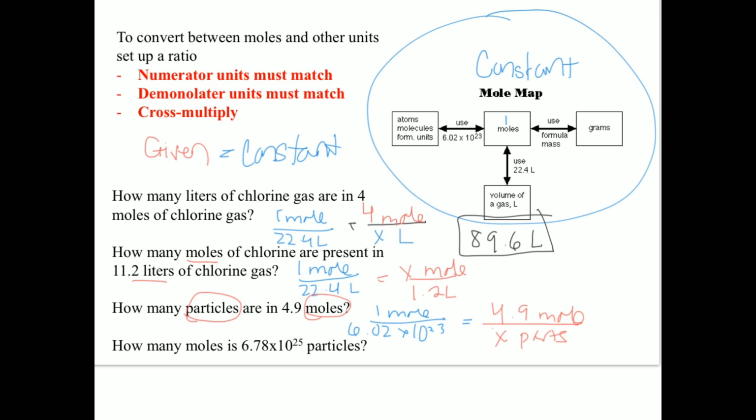In the final example, we are looking for moles and we are given particles. So we have to set up the ratio between moles and particles. Again, 1 mole is 6.02 times 10 to the 23 particles. So notice when setting up our proportions, it is very important that we make sure that the labels of the numerator and the denominators both match. Solve this problem and select the best answer to the right.